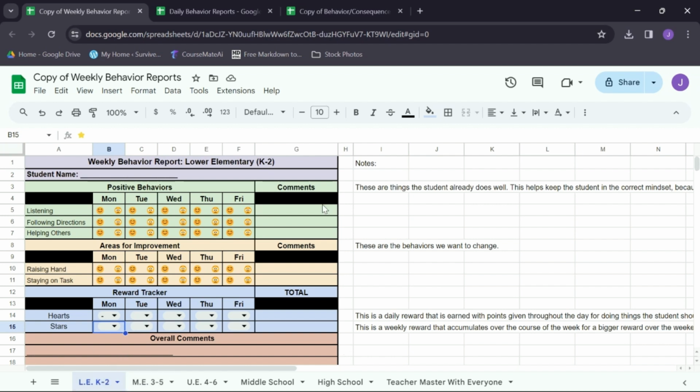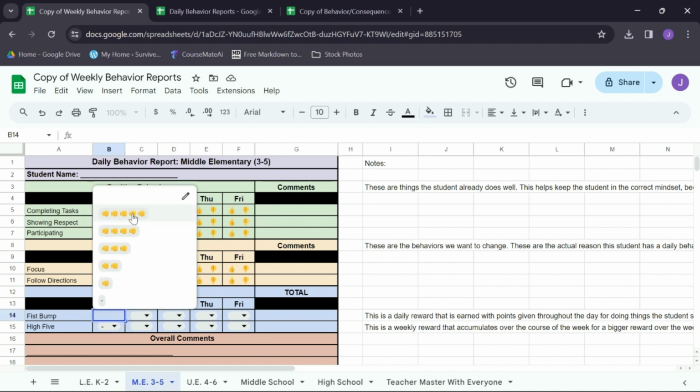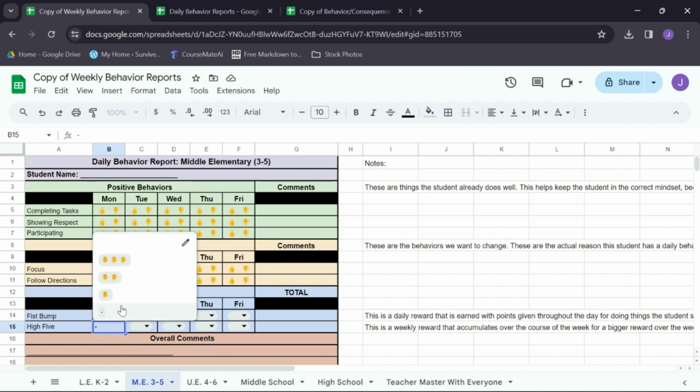We spent all the time explaining everything on the first page because the rest look just like that. So when we go to middle elementary 3 to 5, we've just changed. We went from smileys and saddies to thumbs up and thumbs down. It's the same concept that works the same way. So these guys are doing thumbs up and thumbs down. And of course, sticking with the hands theme for middle elementary, they're going to get fist bumps for their daily, and they're going to get high fives for their weeklies.